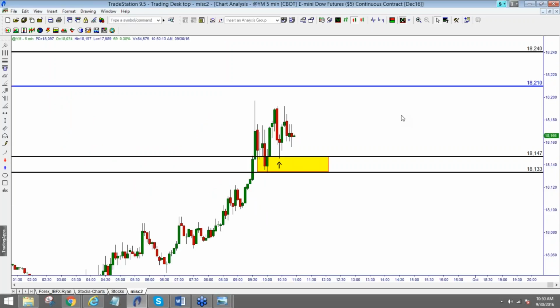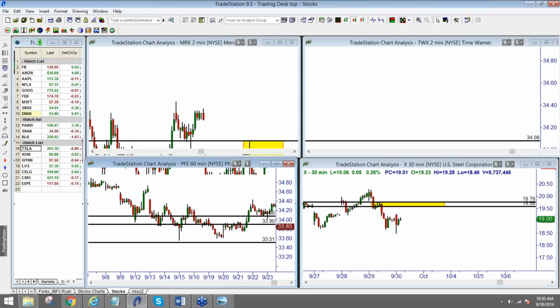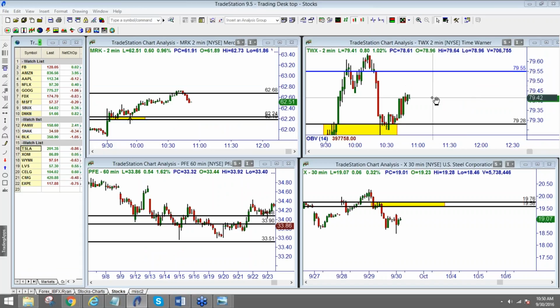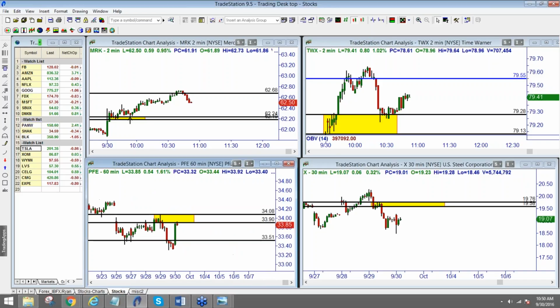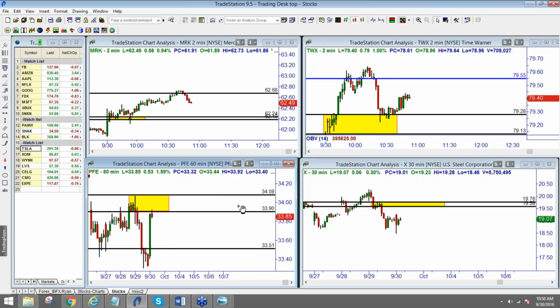All right, so the Dow's kind of just meandering right here in the middle. Just got to get higher. All right, so that's Pfizer. Waiting to see if that backs off. Merck was a home run. And Time Warner's just doing its thing, but it's doing the right thing. So let's keep an eye on these.